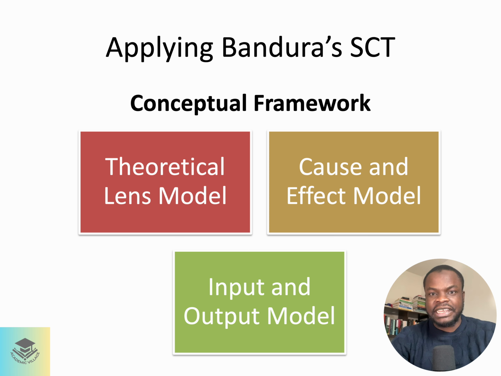The first one is the theoretical lens model. That means we're drawing entirely from the tools that have been used in that theory to develop our conceptual framework. So we're not really moving away from the conceptual tools available in our theory. The second one is the cause and effect model, which looks at relationships, and I'm going to explain that later on. The third one is the input and output model, more like the system approach or the logic model approach. Let me break them down.